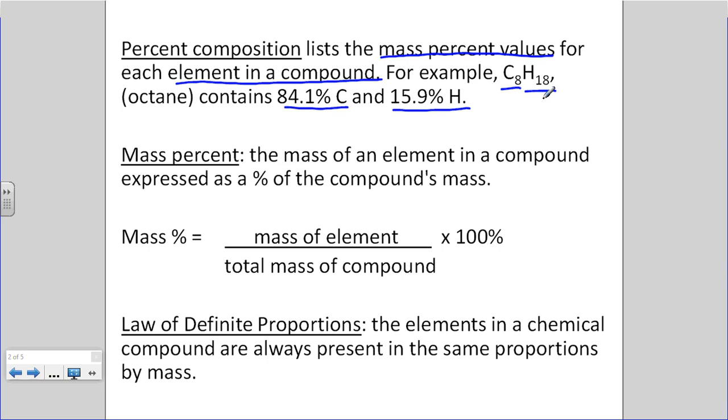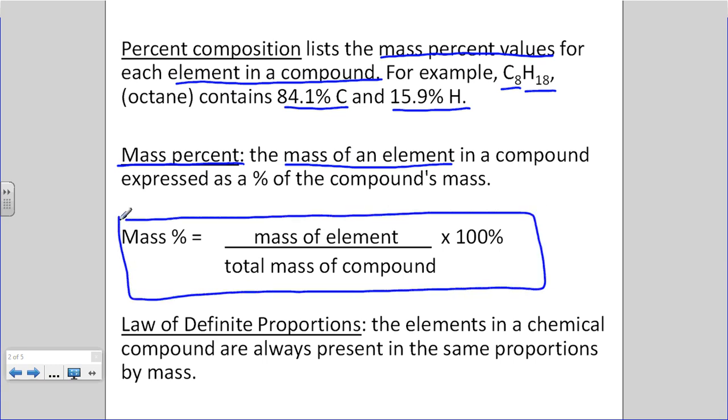When you hear the term mass percent, it's basically just saying that when you want to calculate percentage, you've got to use masses. So you take the mass of the element in a compound and you express it as a percentage. How do you calculate that? You're going to look at this formula here. It's very easy to use. You figure out the mass of the element you're interested in finding the percentage of, you divide it by the total mass of the compound, and then you multiply by 100%, so it's expressed as a percentage.